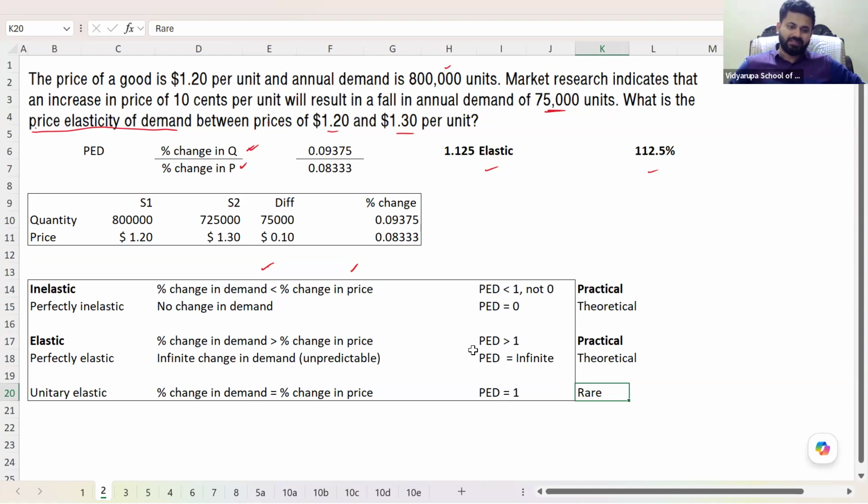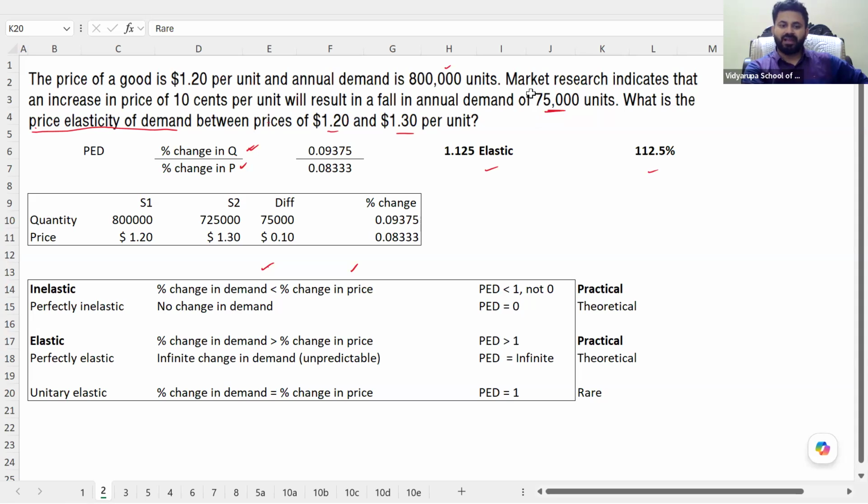The 5 levels of elasticity. Are we good? Are we clear? Let's see. Yes, yes. Everybody, are we comfortable? With the 5 levels of elasticity, are we good? Anybody have a doubt? Anybody have a query? Okay.